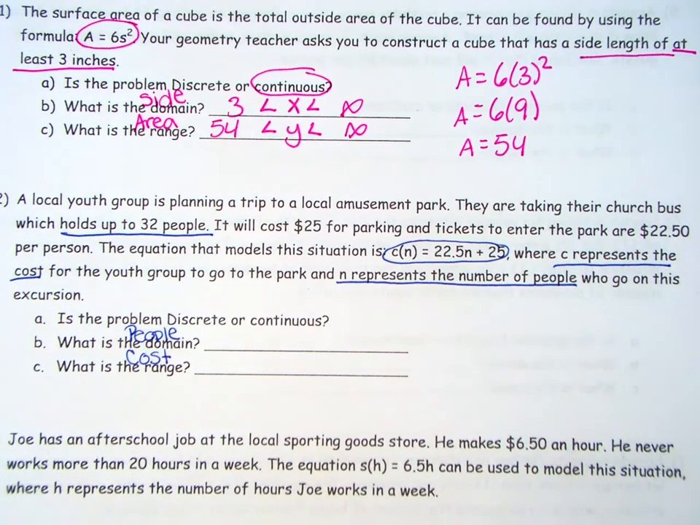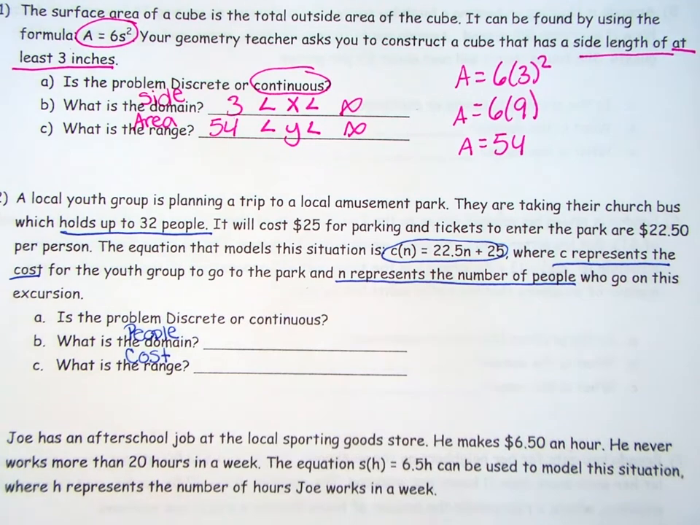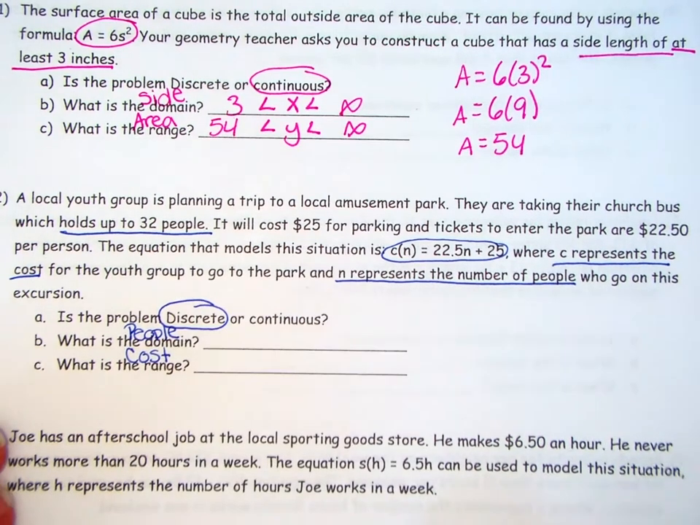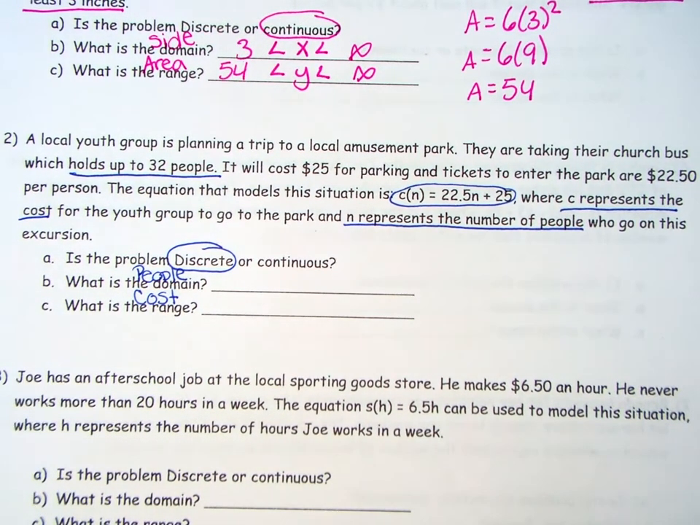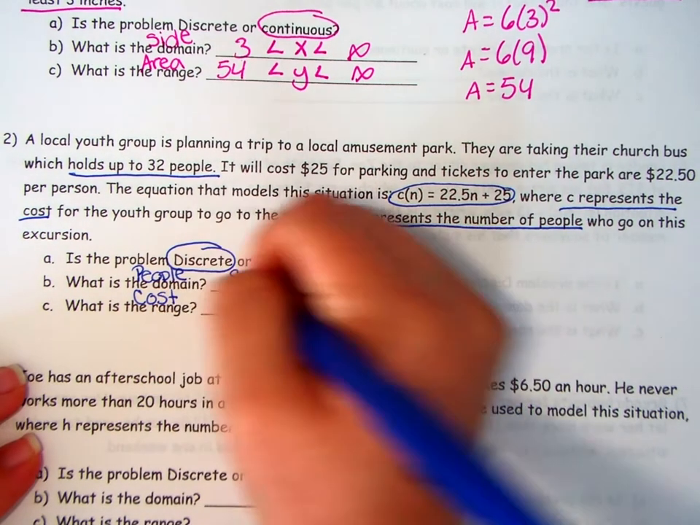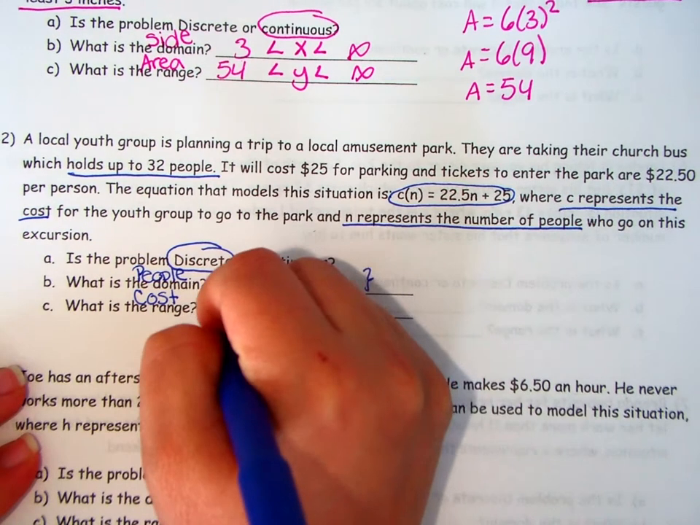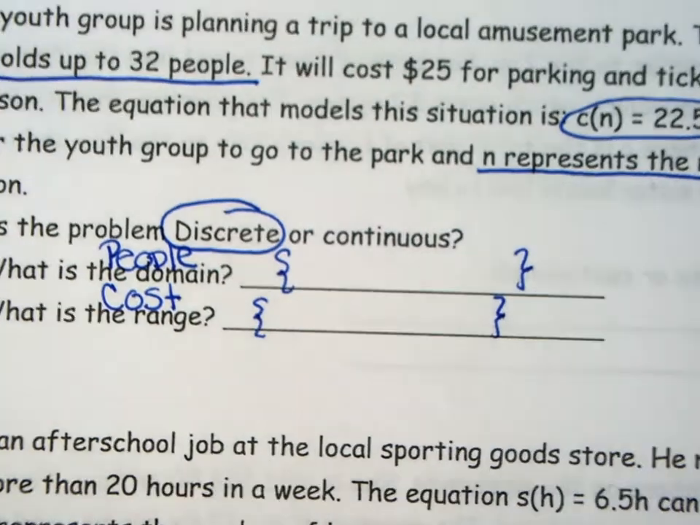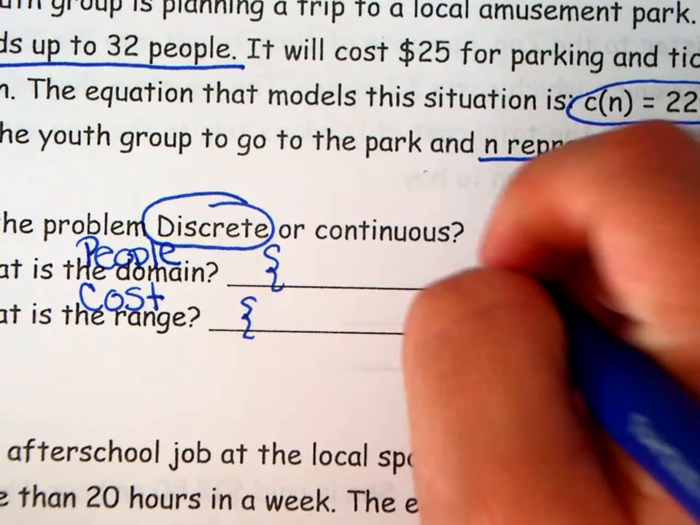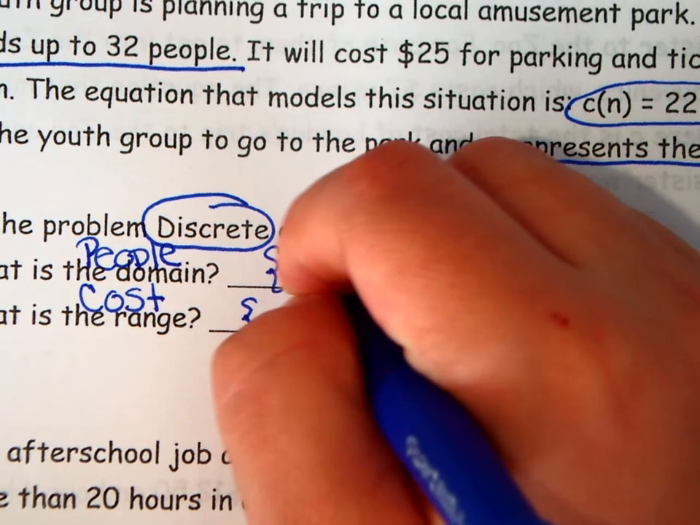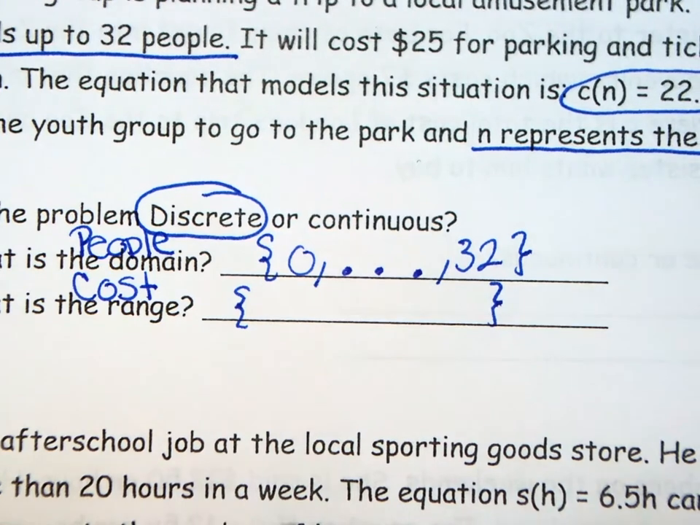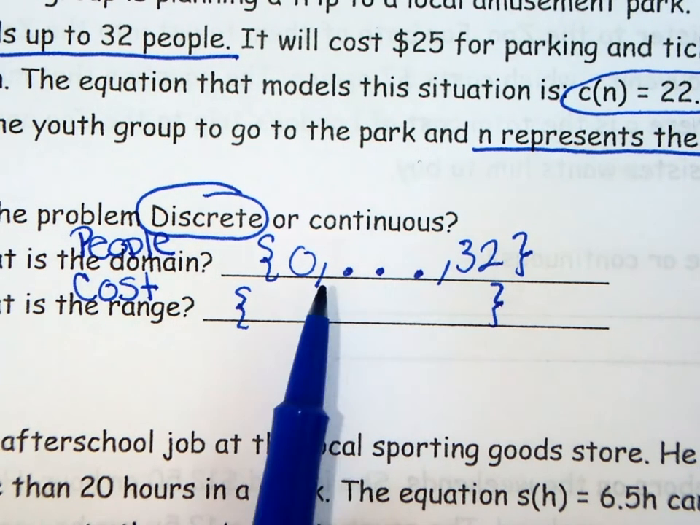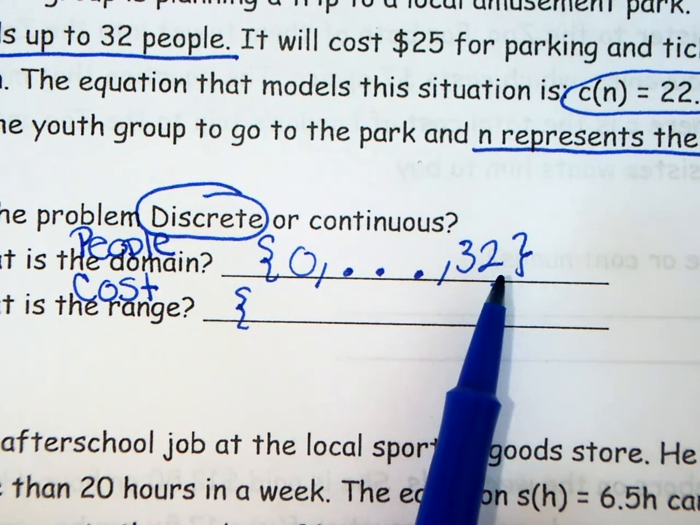So now, looking at people, is people discrete or continuous? Discrete, because you can't have half a person. So now, for discrete, whenever we have to write our domain or our range, we're going to list the numbers. So what is the least amount of people I can take on this trip? 32 is the most. Smaller than that. 0. So I'm going to list the smaller number, and then I'm going to put some dots saying that it's going to continue all the way up to 32, because that's the most.